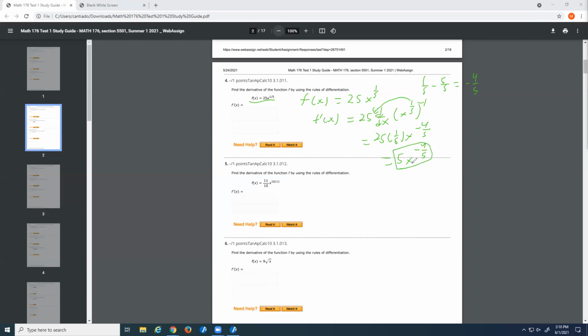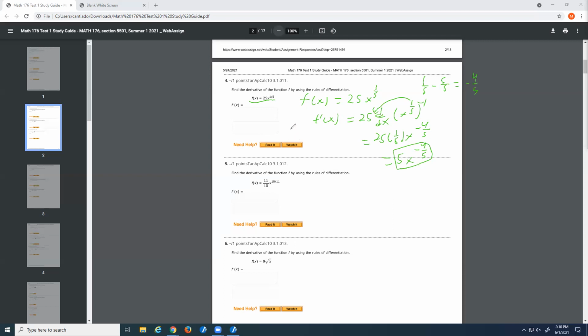So yeah, hopefully I didn't make any arithmetic mistakes there. I'm not really seeing any. So yeah, that's how you do that. The fractional power is just the same as the normal ones, where we have to use our power rule to get the derivative. All right.